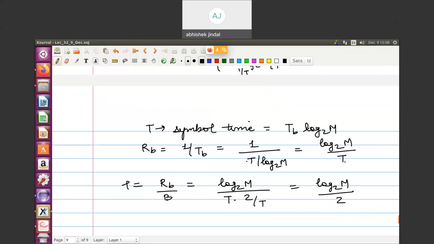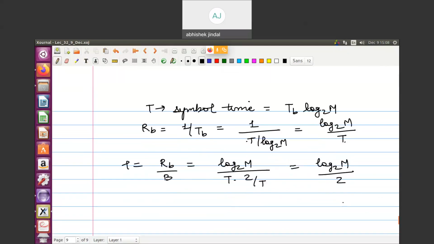Okay. So we can draw the table for you. This is M and this is your rho. For M as 2, 4, 8, 16, 32, 64, let us see the bandwidth efficiency. This is 1 by 2, this is 1, this is 1.5, this is 2, 2.5, and then this is 3. But we have not yet told you about the error.